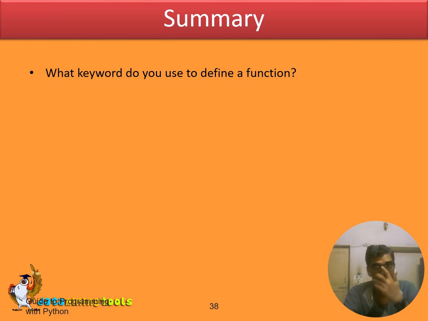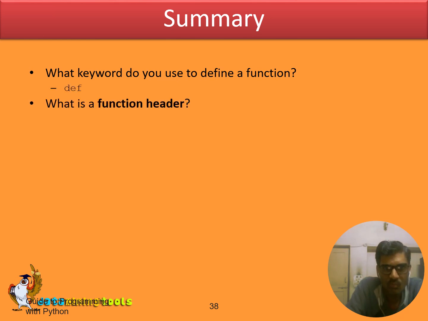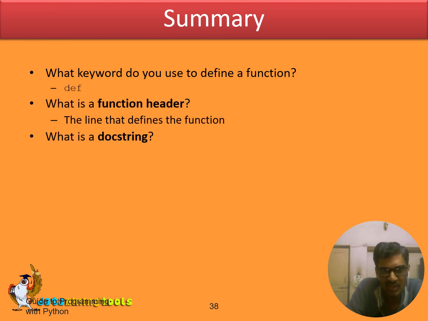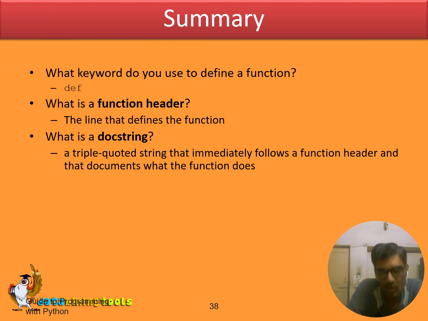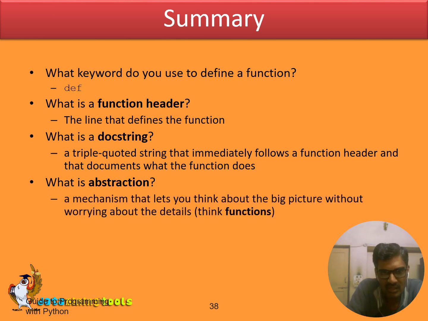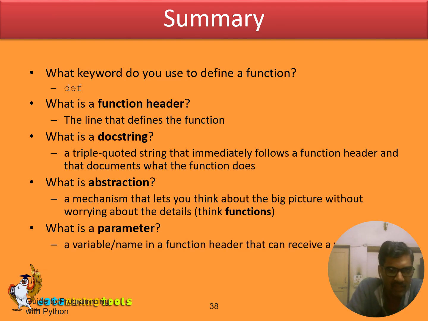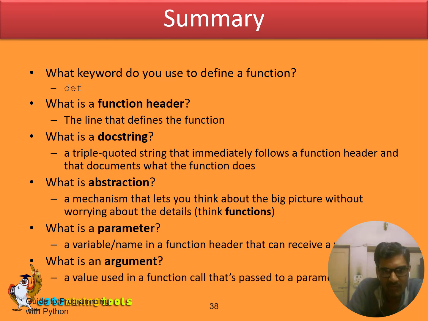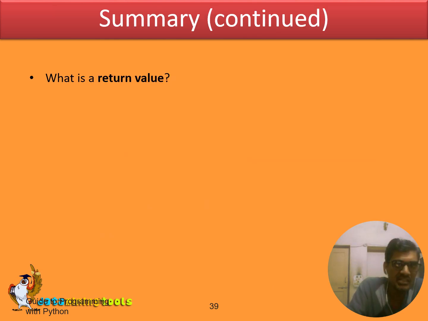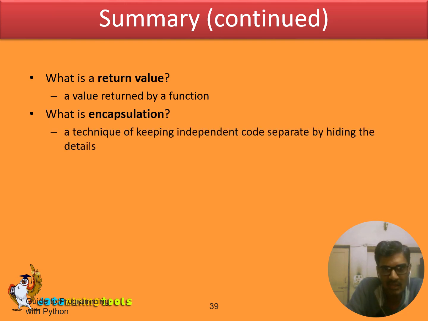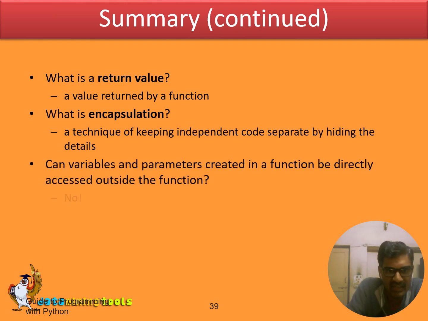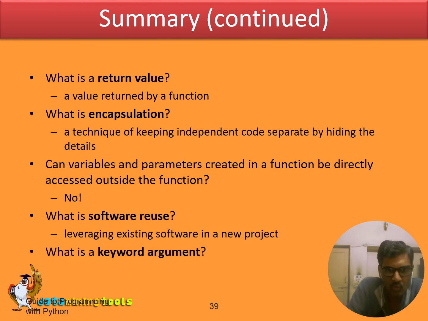So, in summary, it's coming to the end of the presentation. First, what keyword do you use to define a function? It is def. Next, what is a function header? The line that defines the function. A docstring is a string written below the function header to help understand what the function does. Abstraction is a mechanism that lets you think about the big picture without worrying about details. Parameters are variables or names that are passed to the function. Next, the return value is the value that is returned from the function. And encapsulation is a technique of keeping independent code separate by hiding the details. Then there are keyword arguments.